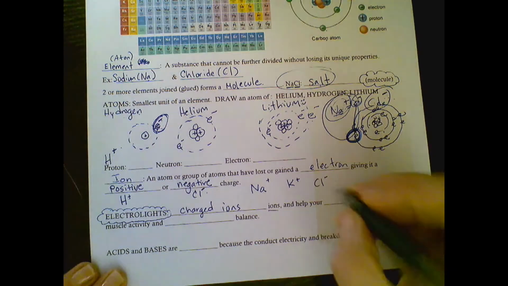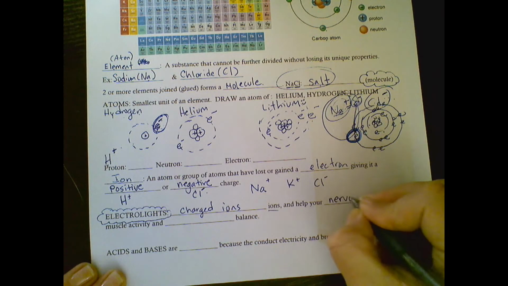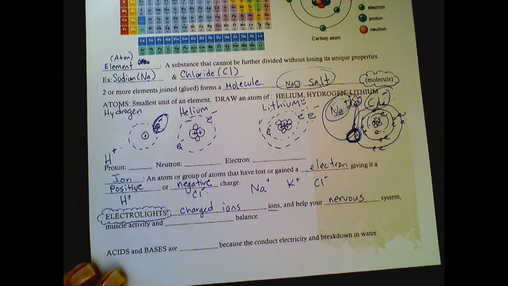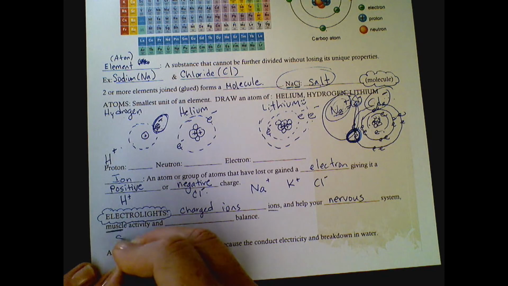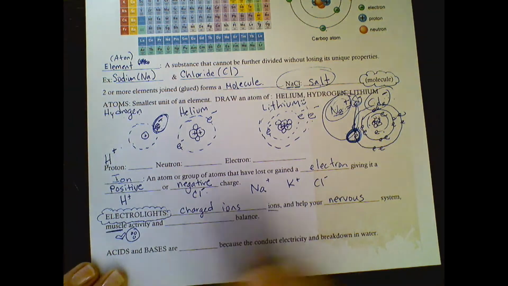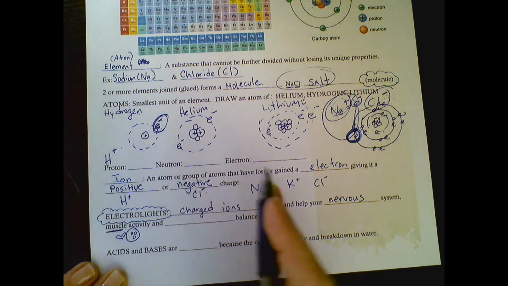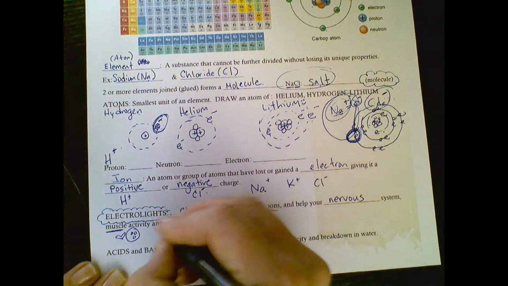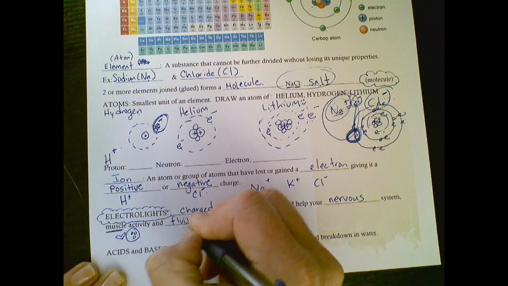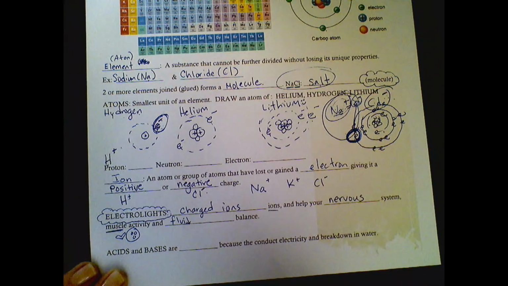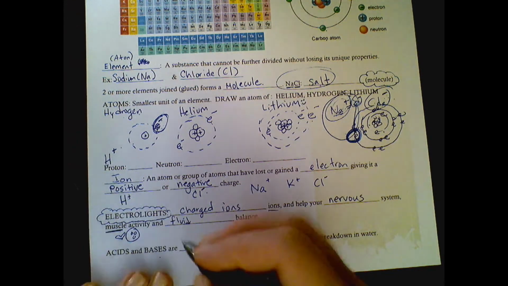They actually help your nervous system, your muscles, including your heart. No potassium, your heart doesn't beat correctly. And all of the balance of your fluids. Fluid balance. And next class, we're going to do an acids and base lab. So acids and bases are types of electrolytes.